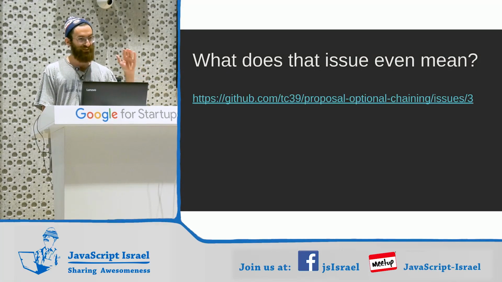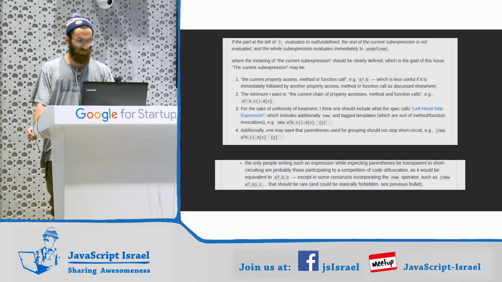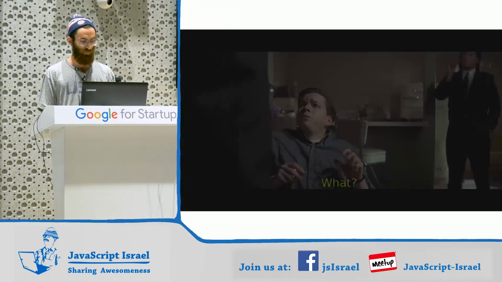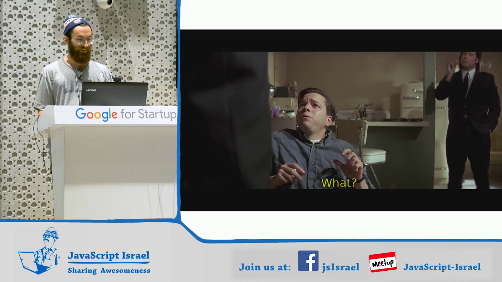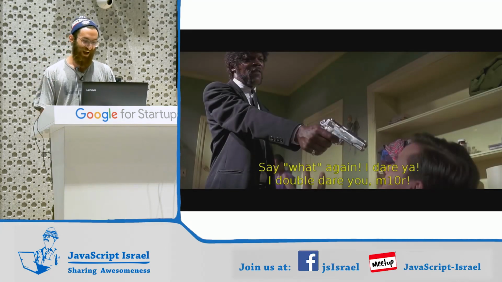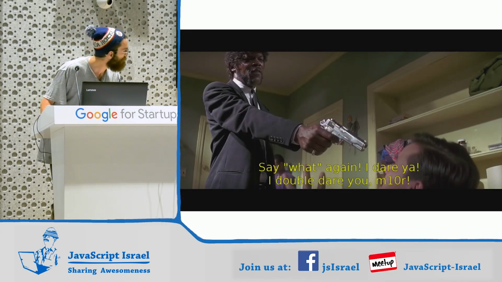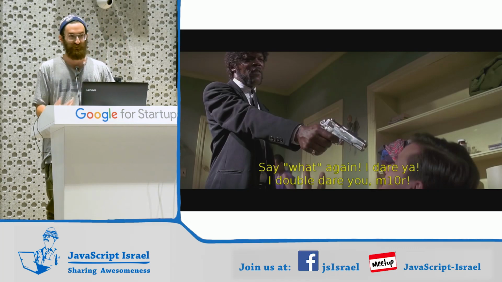OK, so let's take a look at an issue that this issue references and try to understand it a little better. So the current property access method or function call, which is less useful if it's immediately followed by another property access method or function. What? Say what one more time. I dare you. Metric tensor. That's what that stands for, right?